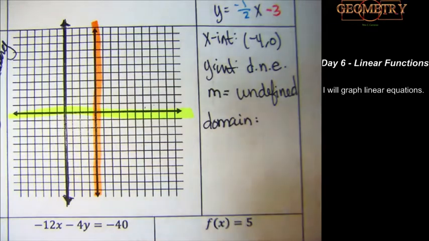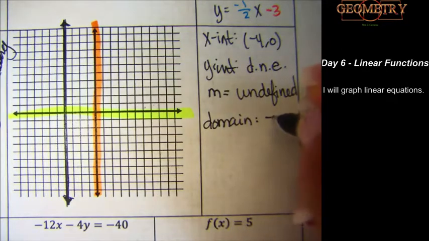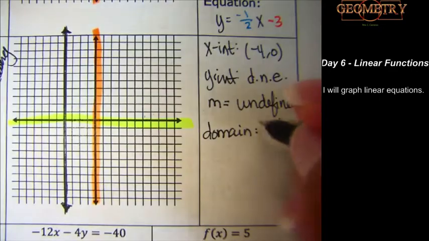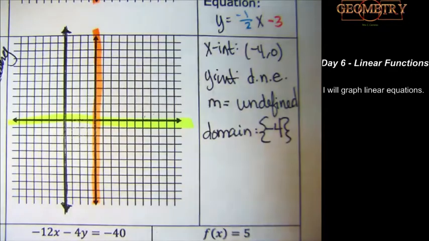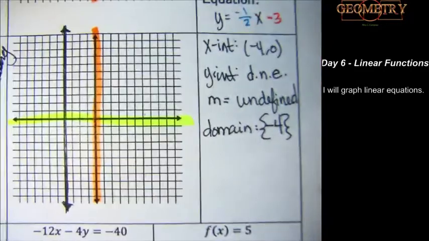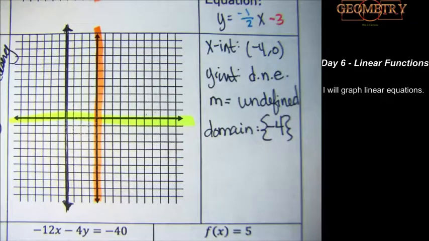What's the domain? What are all the possible x values this could take? It could take all of them? Oh, no, just one. Which one? Negative 4. So the domain is negative 4. And we're going to put it in set notation because we're listing all the possible x values that it could be, which is just the one.